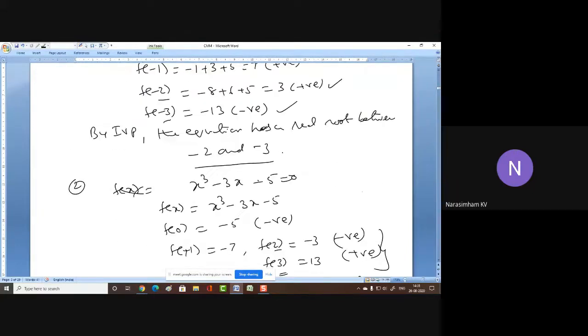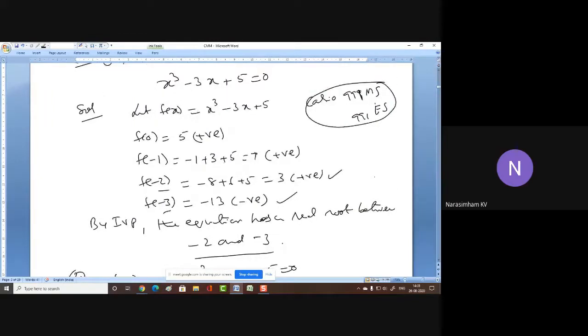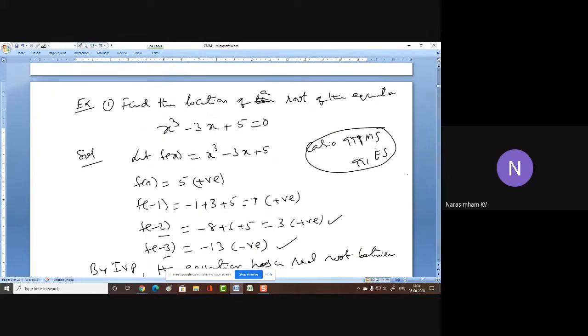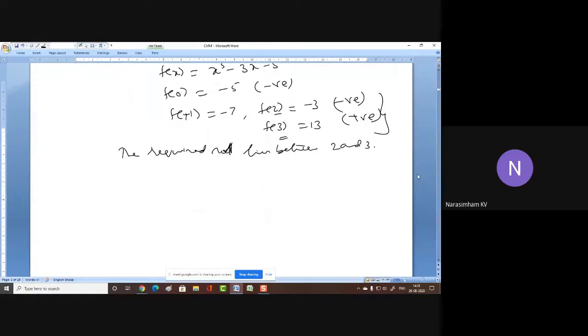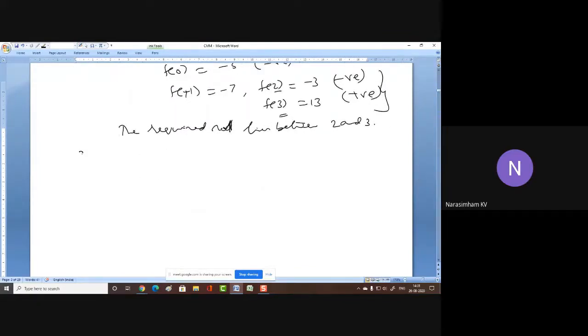Okay? Do you understand the method? It is a very easy method for finding the location of the roots. Now I will take another example, not our routine problem: x sin x plus cos x equals 0. It is very difficult to find orally.